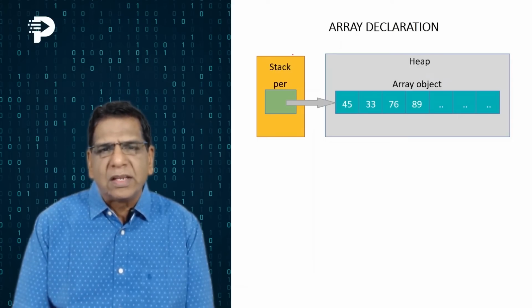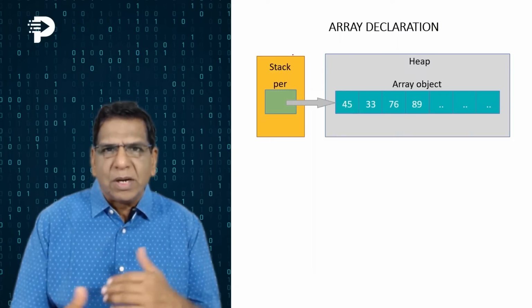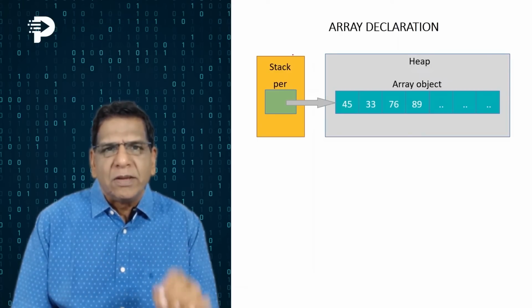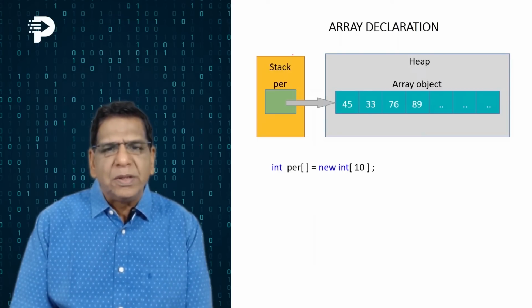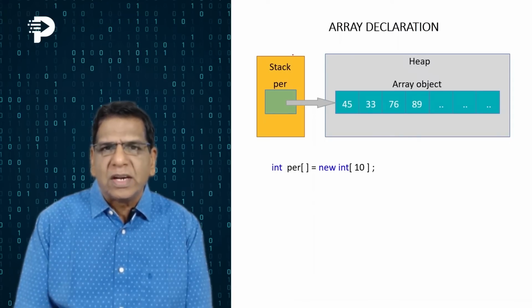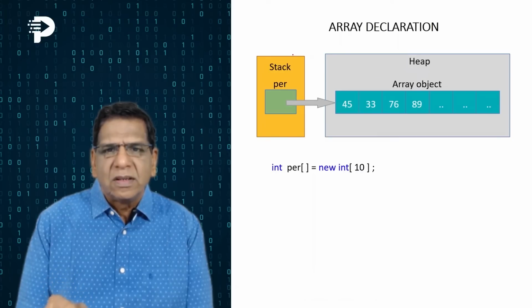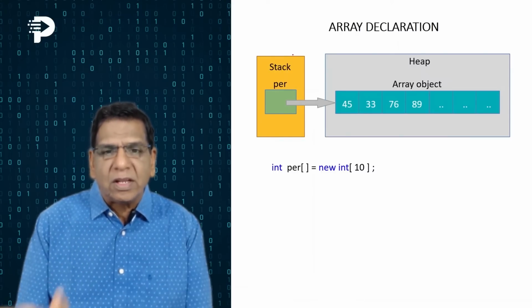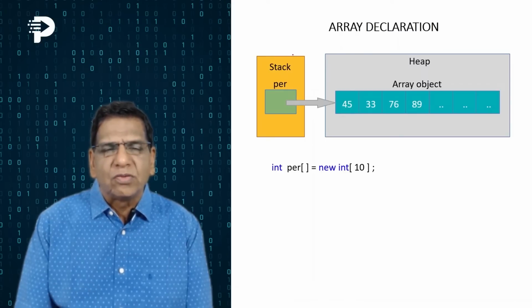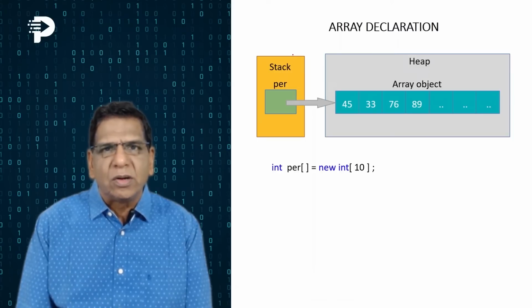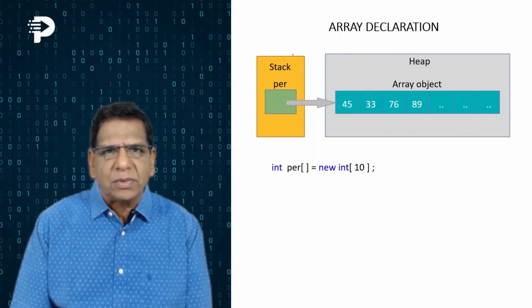Now if we are to declare this array object, then we have multiple ways to do so. Let me show you that flexibility. We can declare the array object by saying int PER bracket equal to new int 10. Notice that the array is always created by using the new operator. So a new array of 10 integers would get created and its address would be stored in PER. PER bracket indicates that PER is a pointer to an array or a reference to an array object.